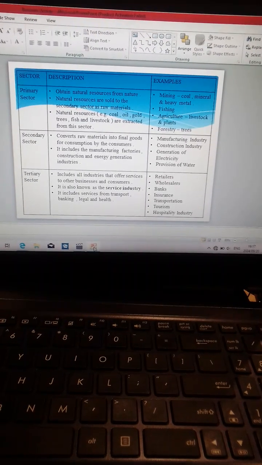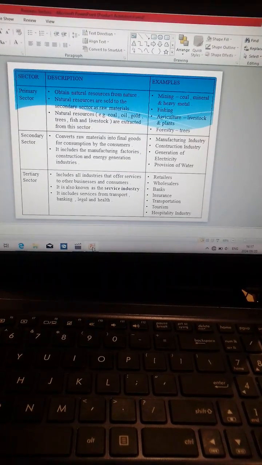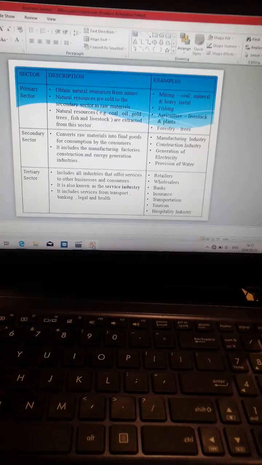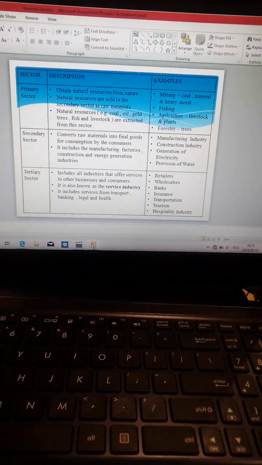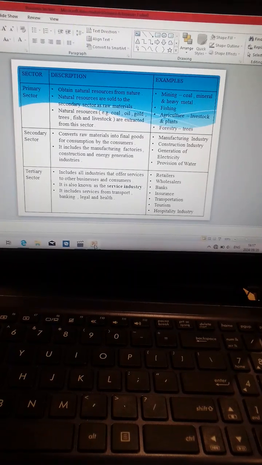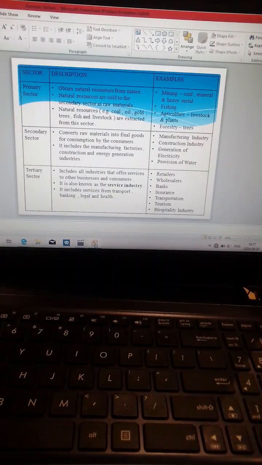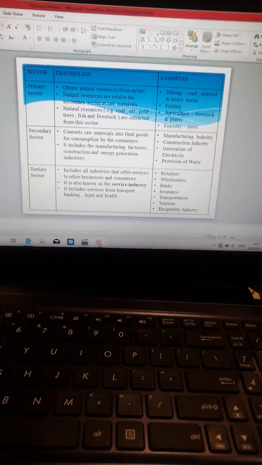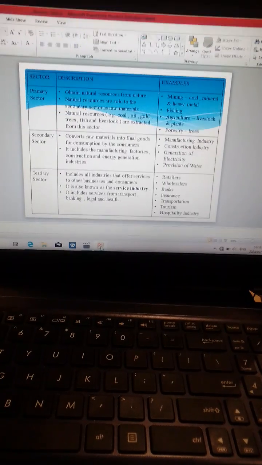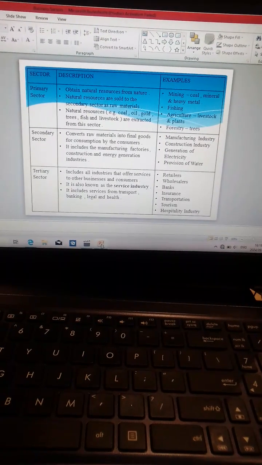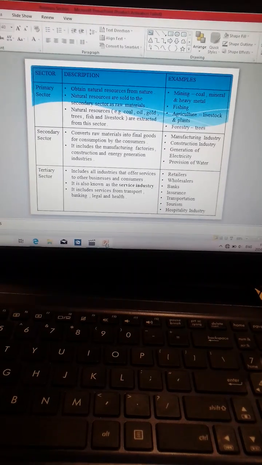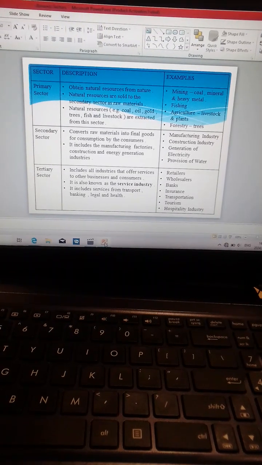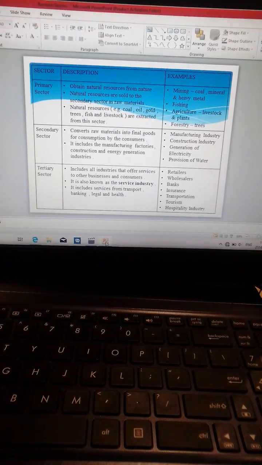So in the primary sector, it obtains natural resources from nature. Natural resources are then sold to the secondary sector as raw materials. Natural resources are things such as coal, oil, gold, trees, fish, and livestock, and they are extracted from the primary sector. Examples of businesses in the primary sector are mining. It can include coal mining, mineral mining such as diamond mining, as well as heavy metal mining such as platinum and gold mining. Fishing, agriculture which involves livestock and plants, as well as forestry.